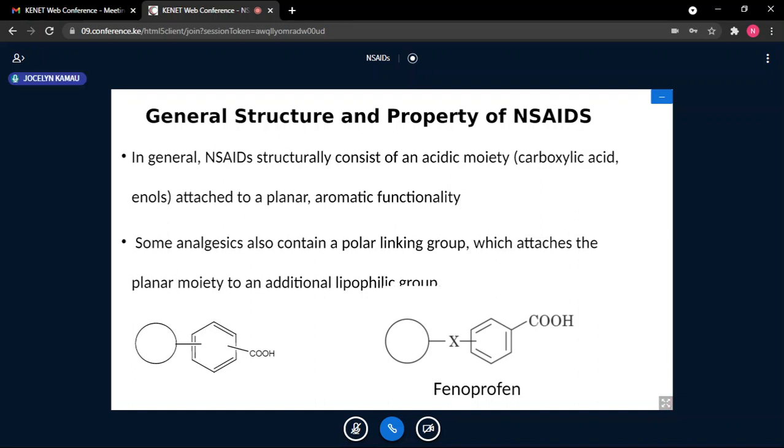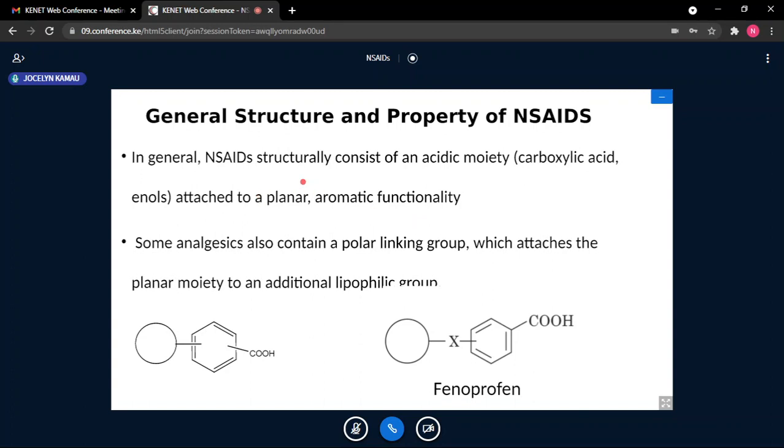As we finish, let's look also at, so that we are moving well, although we haven't done very much. If we are looking at the general structure and property of non-steroidal anti-inflammatories, structurally they consist of an acidic moiety. We have said enough of that. More often than not, a carboxylic group. It can be an enol, like the enolics, we have phenylbutazone, or the pyrazolones, or the oxicams, where we have piroxicam, attached to a planar aromatic functionality.